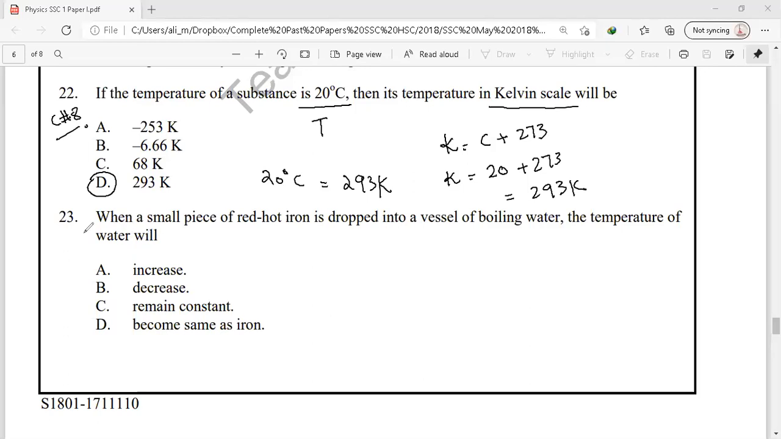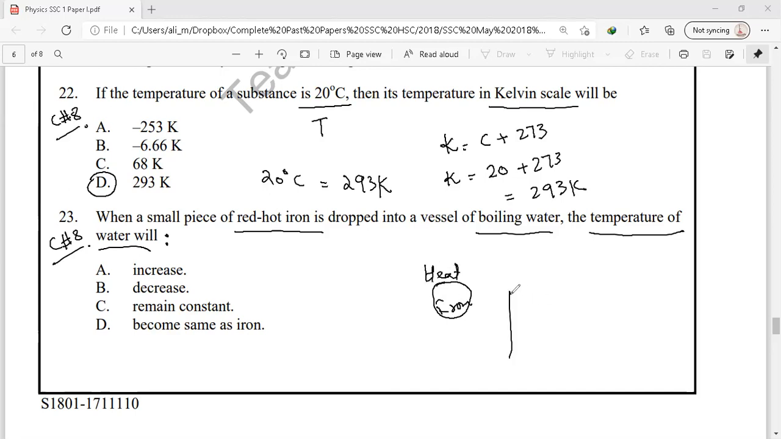Okay, then we have question number 23, that is from the same chapter, chapter number 8, thermal properties of matter. So, when a small piece of red hot iron is dropped into the vessel of boiling water, what will happen to the temperature of the water? अगर हम एक red piece of hot iron को, let's suppose we have this iron ball, और इस आयरन बॉल को हमने हीट कर लिया एट वेरी हाई टेम्परेचर, और यहाँ हमारे पास जो है वो बॉइलिंग वाटर मौजूद है.